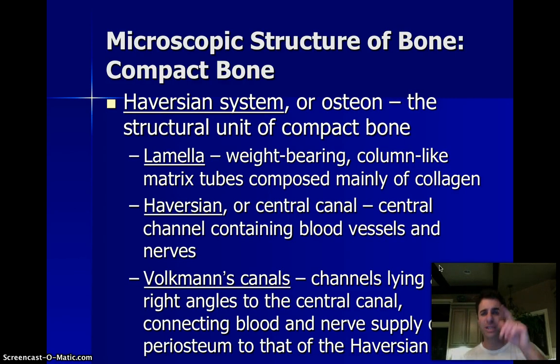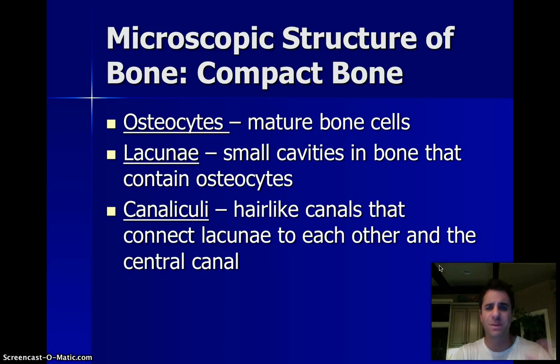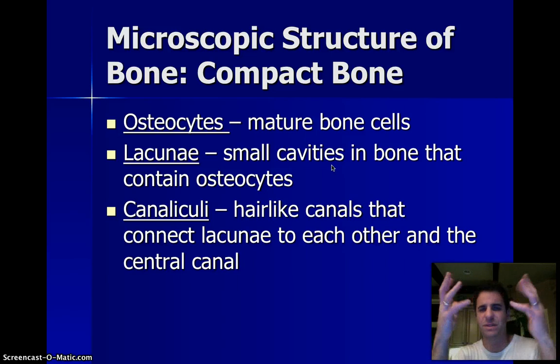Then we have the Haversian canal, which is sometimes called the central canal. In the osteon, it's the big, central, main singular canal. We'll show you in the next picture. And then we have Volkmann's canals, which lie sideways to the big central canal, and they carry blood and nerve supplies and so on. Then we have osteocytes. These are bone cells. Osteo means bone. Cyte is cell. Lacunae are these small, teeny tiny pockets or holes in the bone where the osteocytes live or survive, if you like.